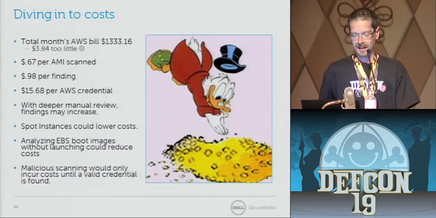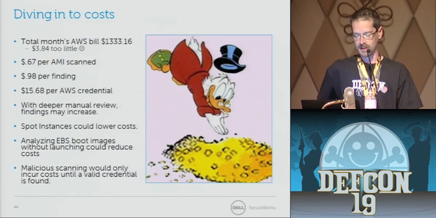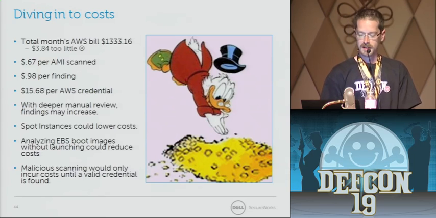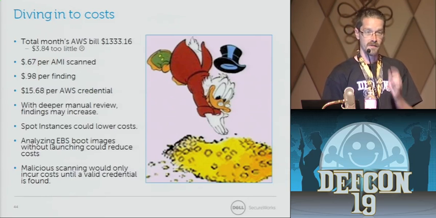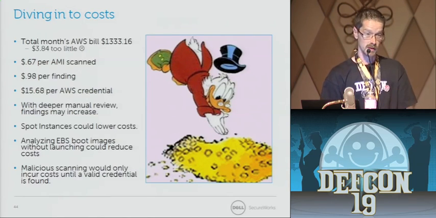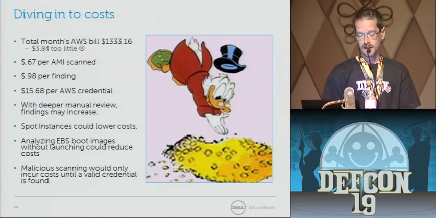Anyhow, that breaks down to 67 cents per image scanned, 98 cents per finding, and $15.68 per Amazon Web Services credential. So that seems like a bargain.